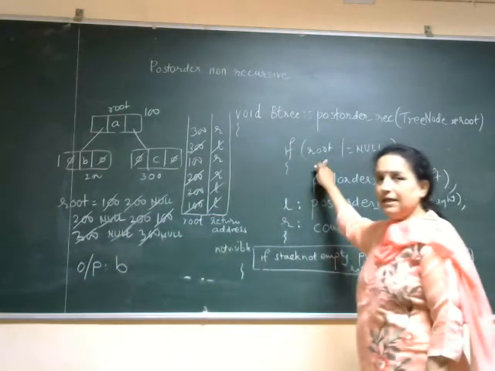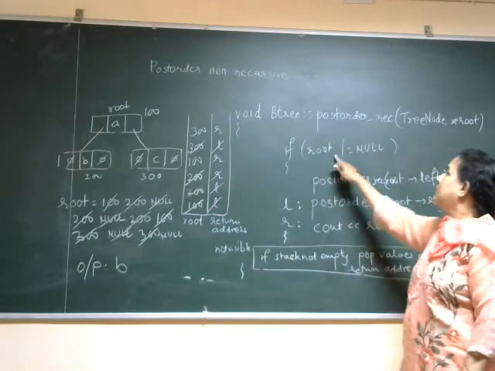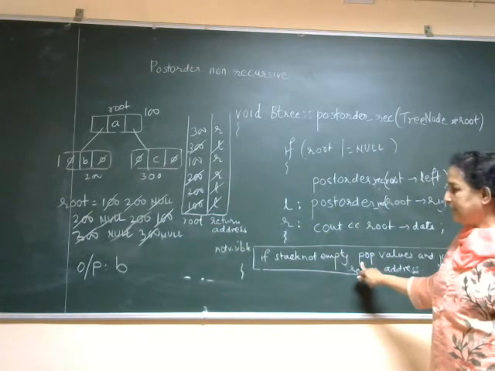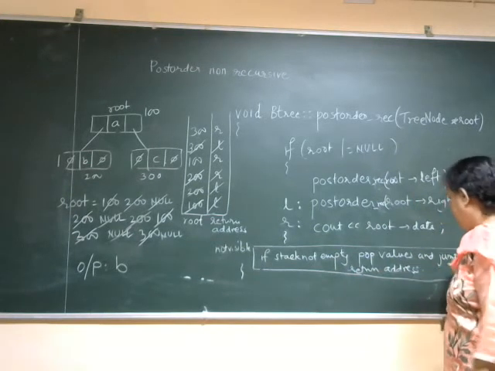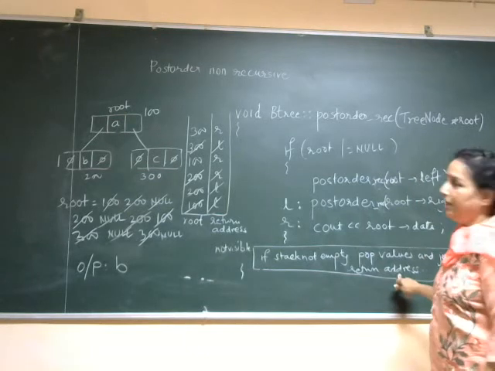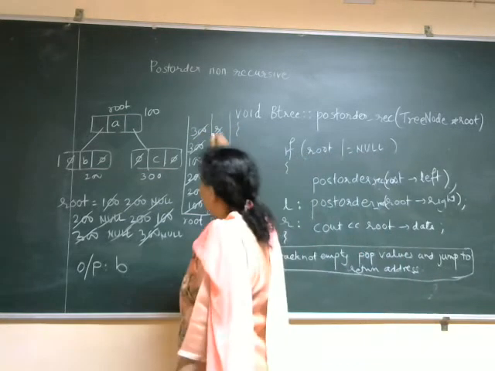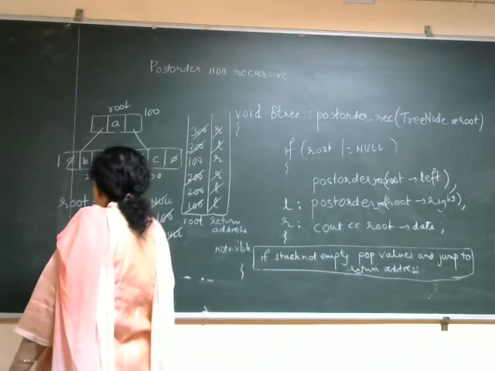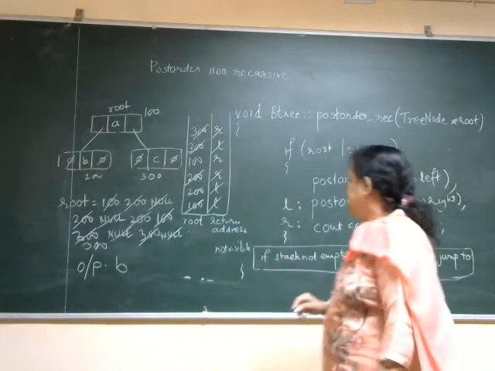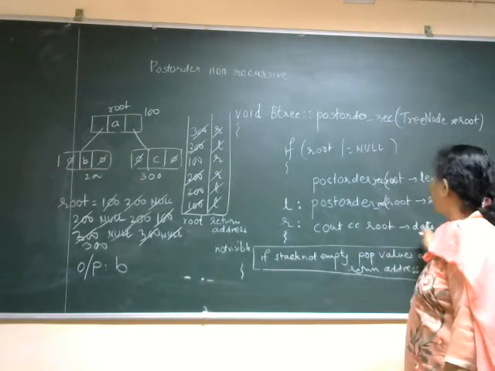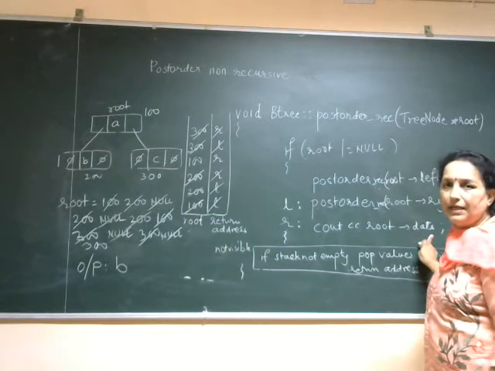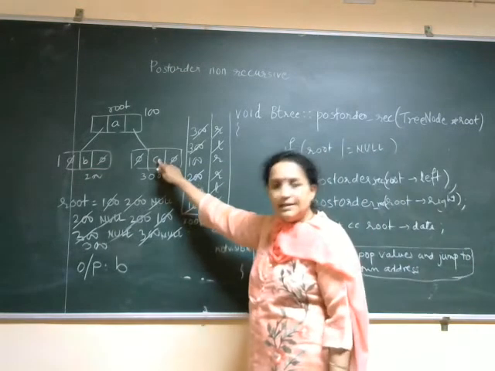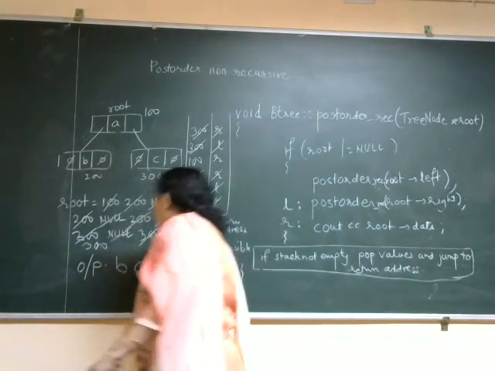Now root is null, right of 300 is null, so root is null. So again I will come to this statement. Now this statement what it says? If stack not empty, pop values and jump to return address. Okay, so I will pop 300 with R. So now my root is 300. Okay, and return address is R. What is return address? Root pointer data. Display root pointer data. So root is what? 300. Data of 300. That is C. So I display C over here.